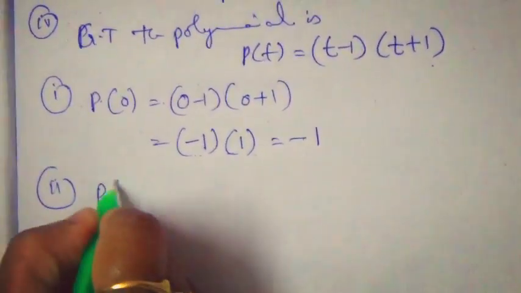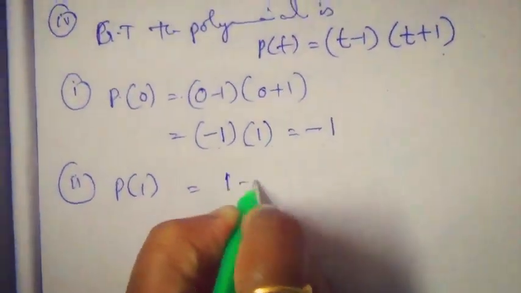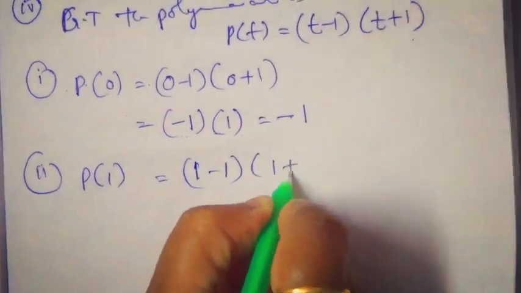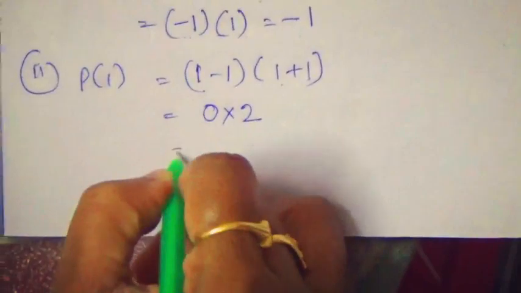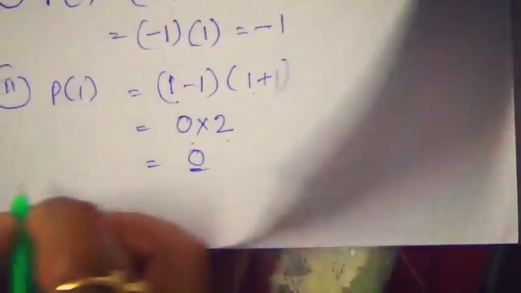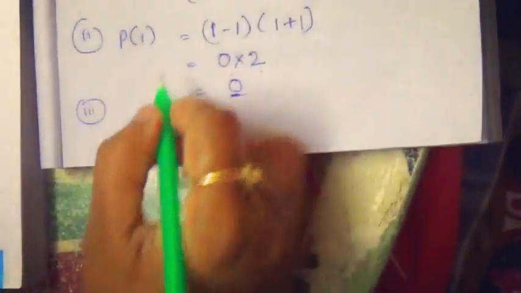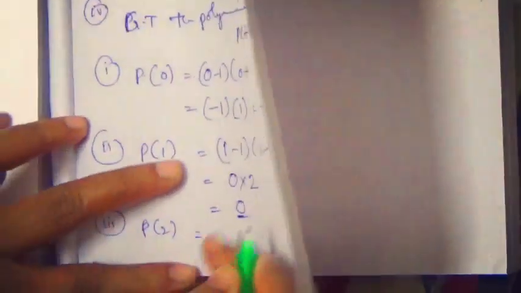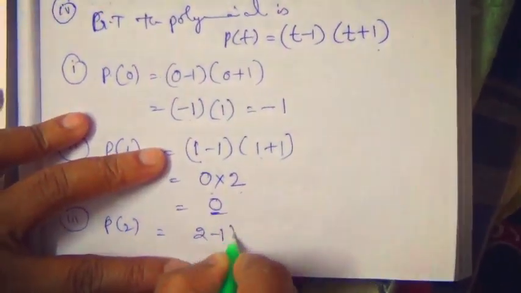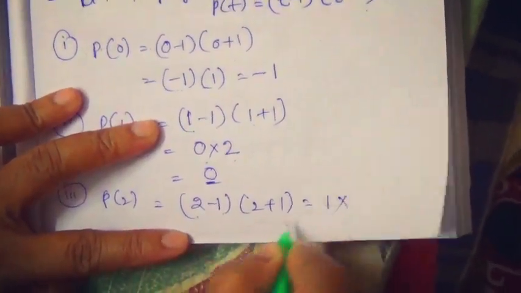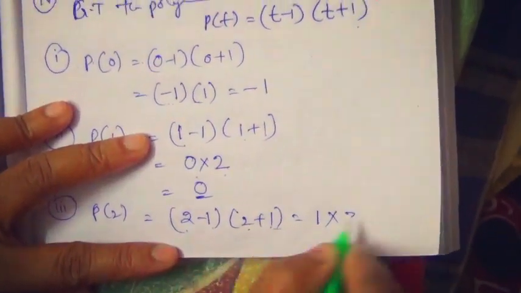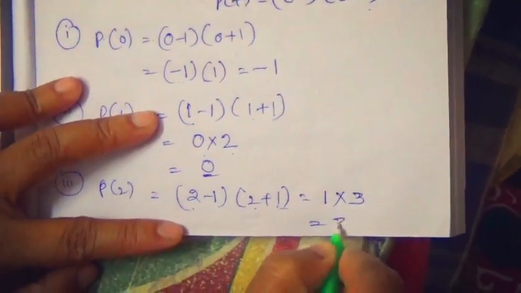Second sum, p of 1, that is equal to (1 minus 1)(1 plus 1). 1 minus 1, 0, into 1 plus 1, 2. That is equal to 0 into 2, 0. That's it. So third sum, p of 2, that is equal to (2 minus 1)(2 plus 1). That is equal to 2 minus 1, 1, into 2 plus 1, 3. That is equal to 1 threes are 3. That's it. Here we finish this second Roman also.